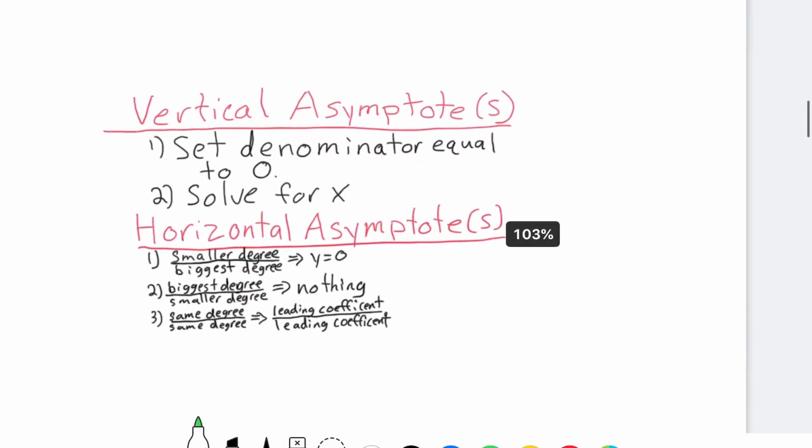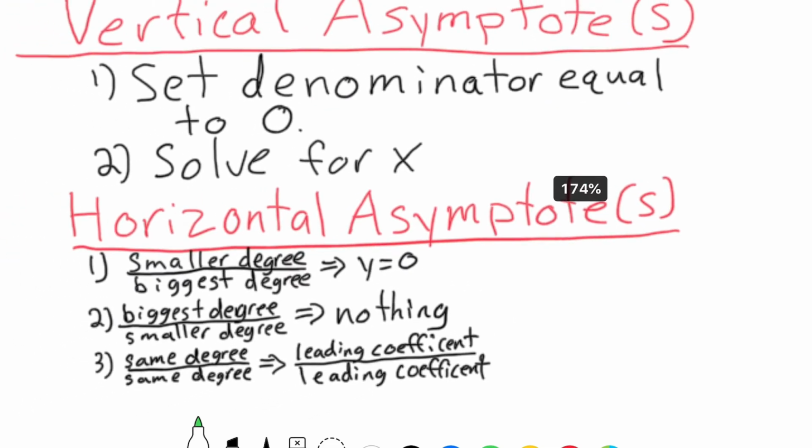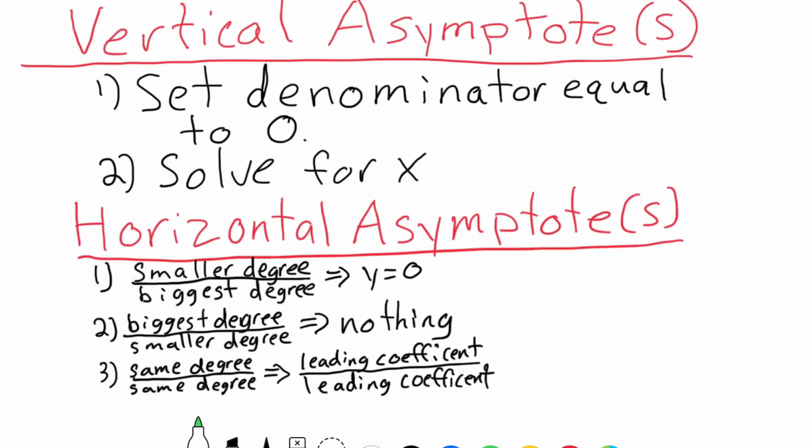So, before we do lesson 3, take a second and write these steps and scenarios down. So, for the vertical asymptotes, you have step 1, set the denominator equal to 0, then solve for x. For your horizontal asymptotes, you'll either have case 1, 2, or 3, depending on where the biggest or smallest exponent is.